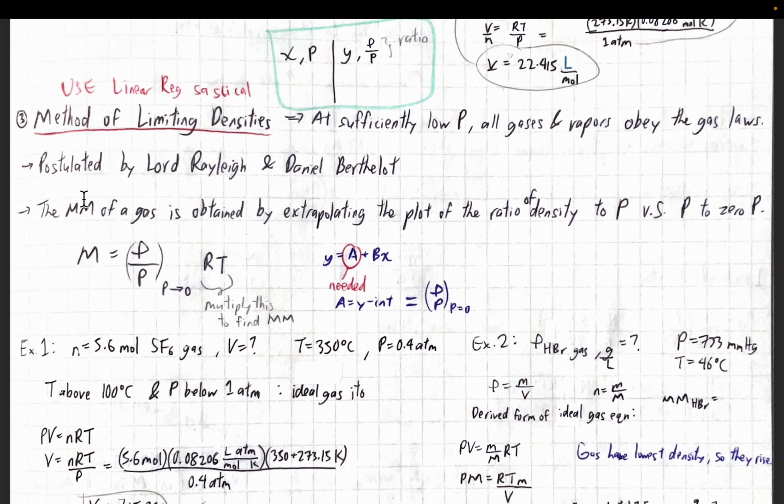Okay, so the molar mass of a gas is obtained by extrapolating the plot of the ratio of density to pressure versus pressure to zero pressure. So it's described as this. So approaching zero, no? Pressure approaching zero. Essentially, the molar mass is the density over pressure. This one, ratio of density to pressure. It's described as this. Then don't forget to multiply it by R and T. So for linear regression, this is what you see in the calculator. No? Y equals A plus BX.